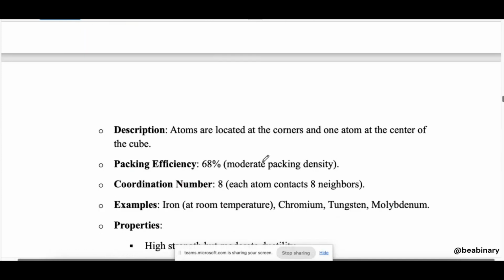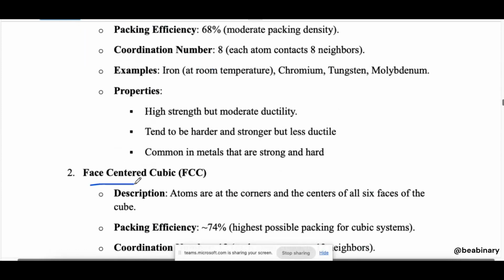The next one is the face centered. The face centered is similar to the unit cell which is face centered. 8 atoms, or rather the fraction of the atoms, are present at the corners of the cube, and the rest are on the 6 faces of the cube, right? So 8 corner atoms, or you can say a fraction of them, and 6 atoms are present at the faces of the cube, right?